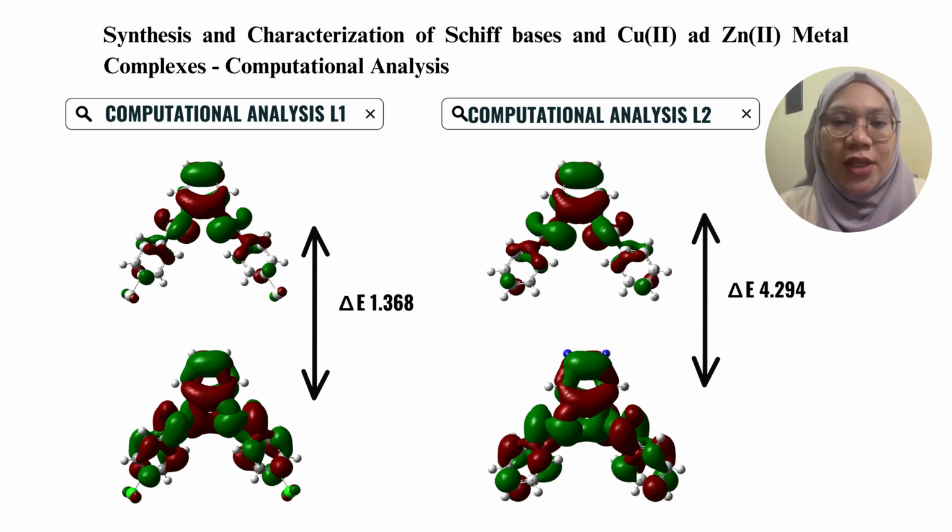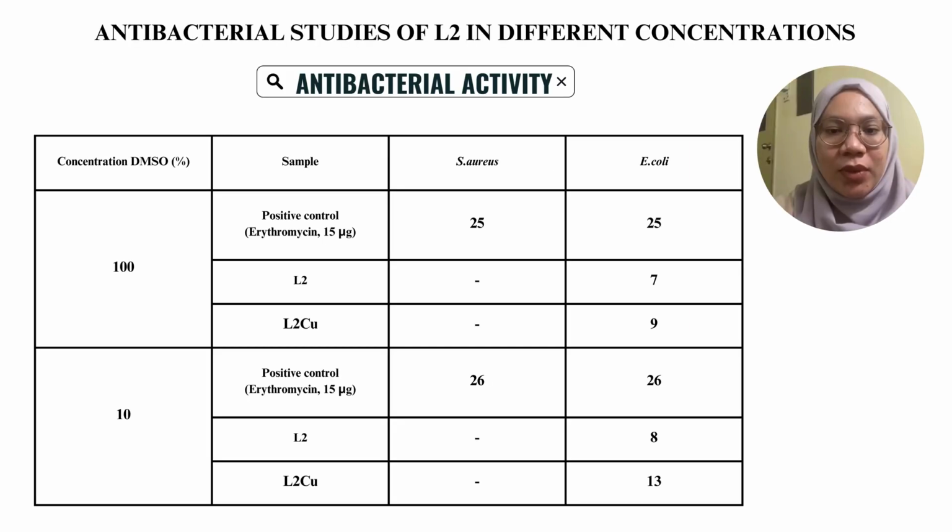Next, for computational analysis, the energy band gap of ligand 1 is 1.368, while for ligand 2 it is 4.294. For ligand 1, the energy band gap is lower compared to ligand 2 due to the presence of the electron withdrawing group in the compound. The electron withdrawing group affects the electronic structure and energy level of the compound, which makes it easier for the molecule to undergo electronic transition. The electron withdrawing group also tends to reduce electron density in certain regions.